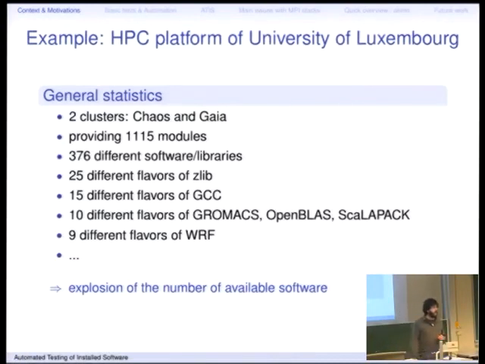For example, we have 25 installed versions of ZBuild, which is a lot, just for ZBuild. We have 15 different flavors of GCC. And some software like GROMACS, OpenBLAS, ScaLAPACK have 10 different flavors. So what we notice is that thanks to tools like EasyBuild that help us build a lot of software very easily, at the end we have an explosion of the available software.